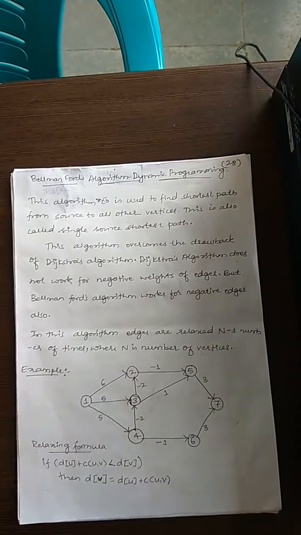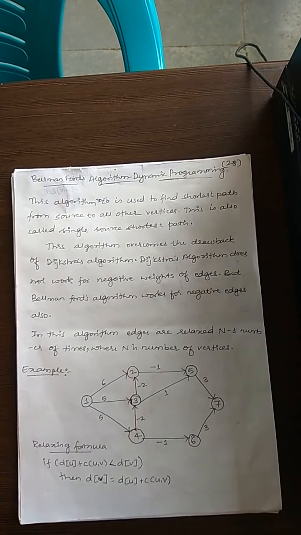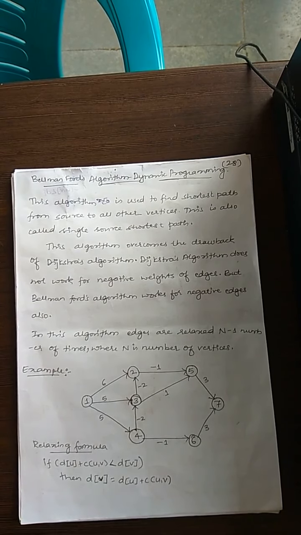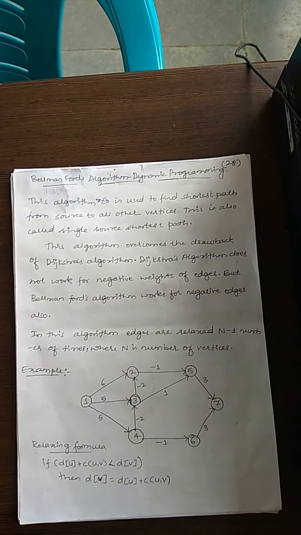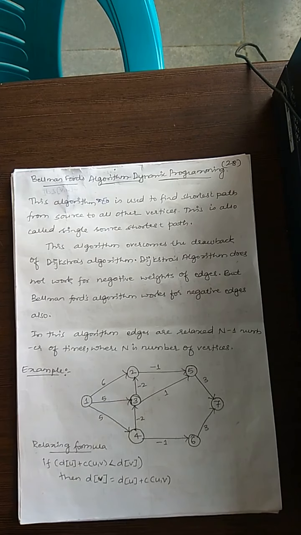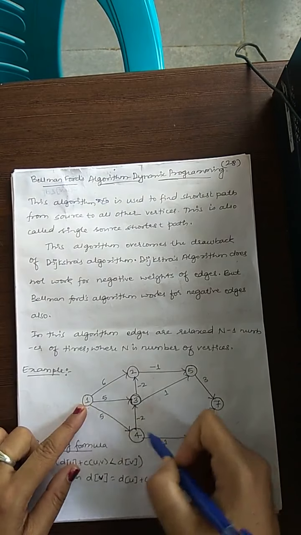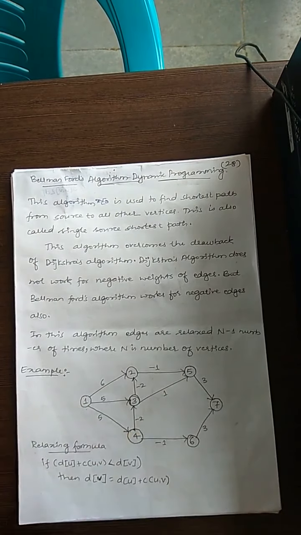Hello friends, in this video we will be studying about Bellman-Ford's algorithm, which can again be solved using dynamic programming. The Bellman-Ford algorithm is just like Dijkstra's algorithm. What is Dijkstra's algorithm? It finds the single source shortest path. Single source shortest path means it considers one of the vertices and its length to all the different vertices. That is done by Dijkstra's algorithm.